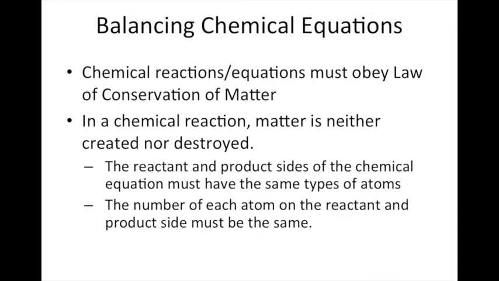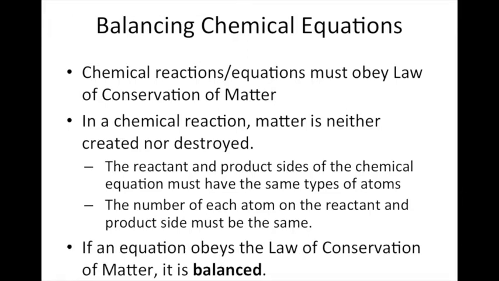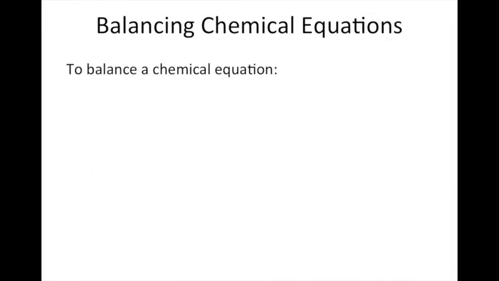Stated differently, the reactant and product side of a chemical equation must have the same types of atoms. And the number of these atoms must also be the same. If a chemical equation obeys the law of conservation of matter, then we say it is balanced. So how do we balance a chemical equation?